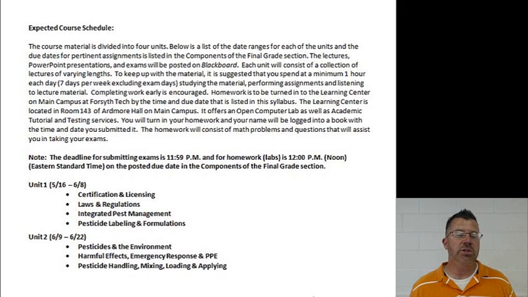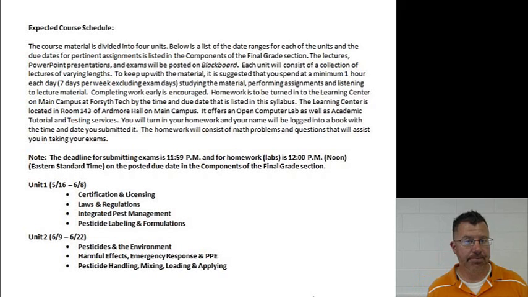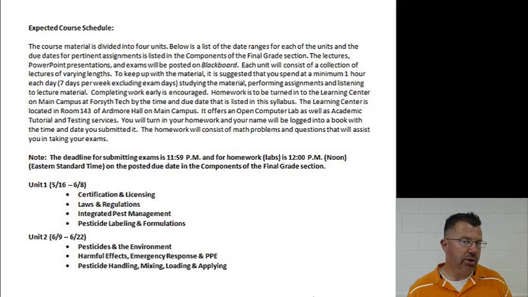To keep up with the material, it is suggested that you spend at least a minimum of 1 hour each day, 7 days a week, excluding exam days, studying the material, performing assignments, and listening to lecture material. But guys, I know we all work at different paces. Take a look. If we were meeting face-to-face, you'd meet with me twice a week, 3 hours apiece. So it'd be 6 hours. Of course, you're going to have homework, you're going to have studying, you'll review the material, so you're going to spend at least 7 hours. So I just recommend an hour a day.